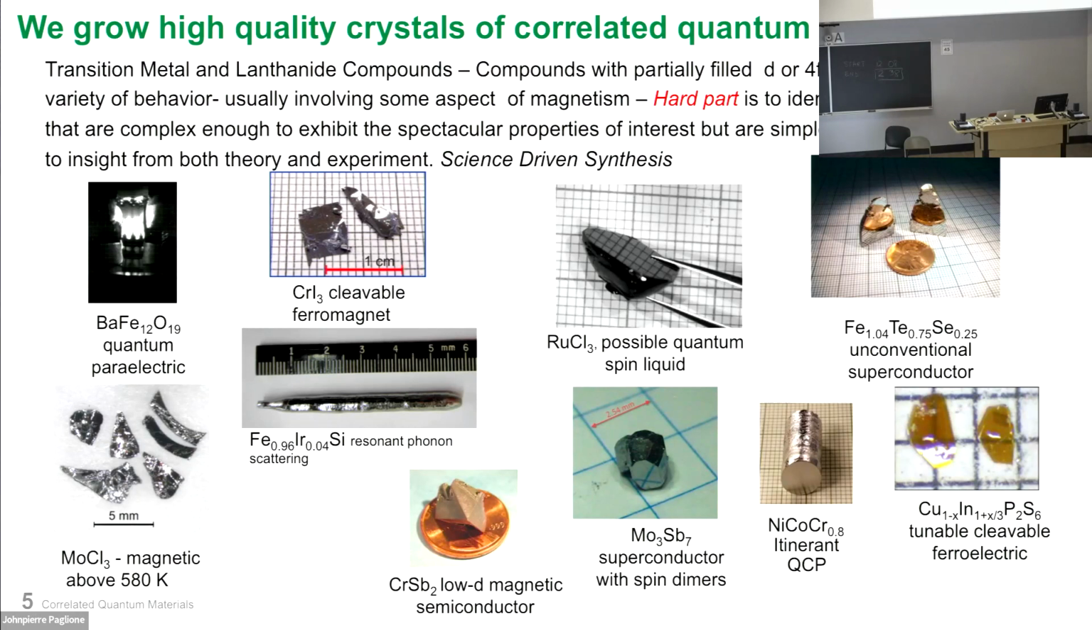This is a pretty famous example of a cleavable ferromagnet. This was first shown to be ferromagnetic in one single layer, atomic layer thick, of chromium triiodide. This is a crystal of ruthenium trichloride, which is a possible quantum spin liquid. And this is one of the old iron-based superconductors. And there's just a variety of different things. This is a tunable, cleavable ferroelectric material here that's also from single crystal form. So this is some of the things that we work on.